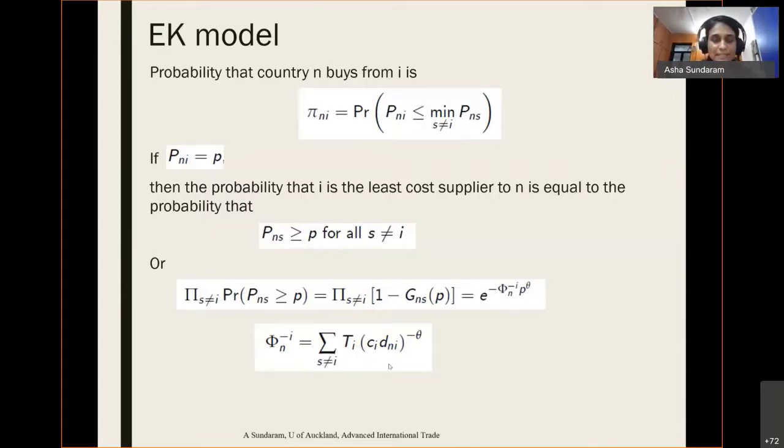Okay, so let me say this again in English. The probability that India buys from China is the probability that everybody else, other than China of course, is supplying to India at a price higher than p, which is the price from China.